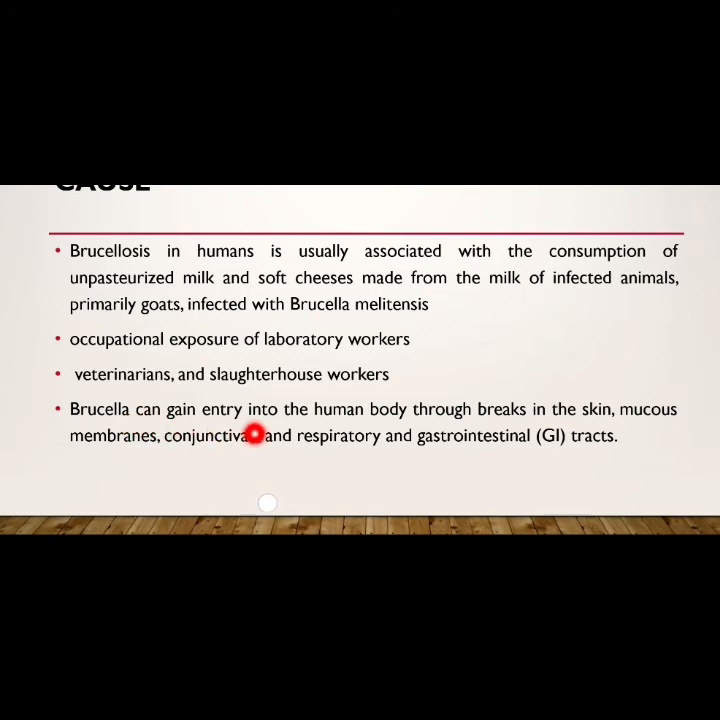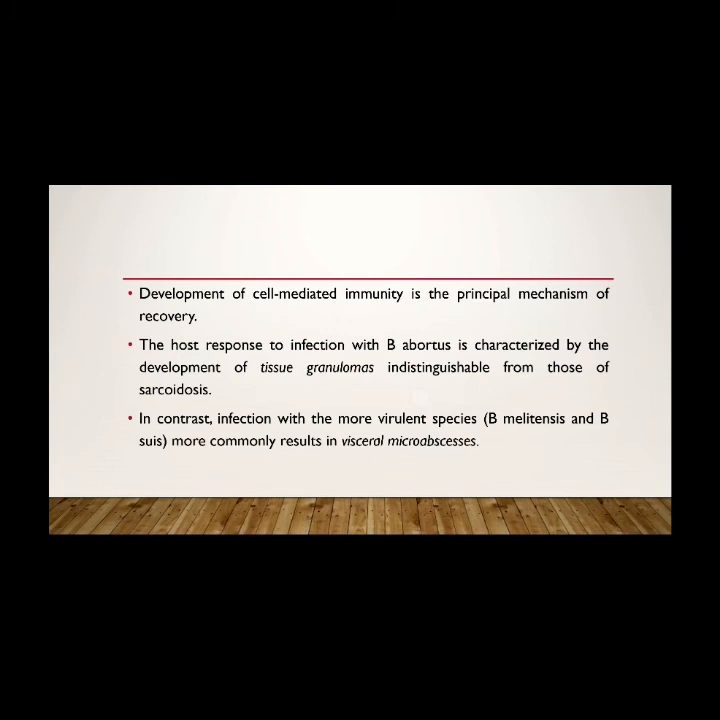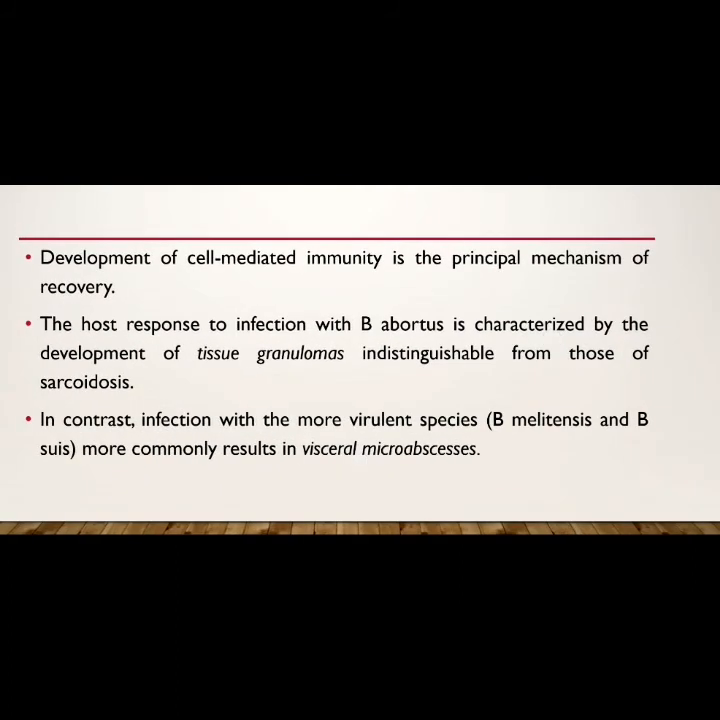Brucella can gain entry into the human body through breaks in the skin, mucous membranes, conjunctiva, respiratory, and gastrointestinal tracts. So not only the consumption of dairy products, but also abrasions sometimes of the skin, the conjunctiva, and even the respiratory tract. The type of immunity: cell-mediated immunity is the principal mechanism of recovery.